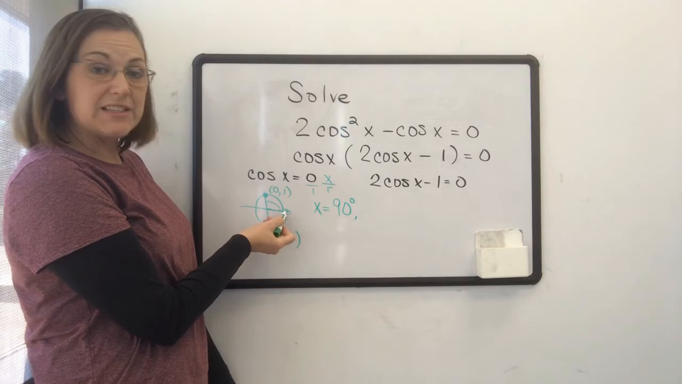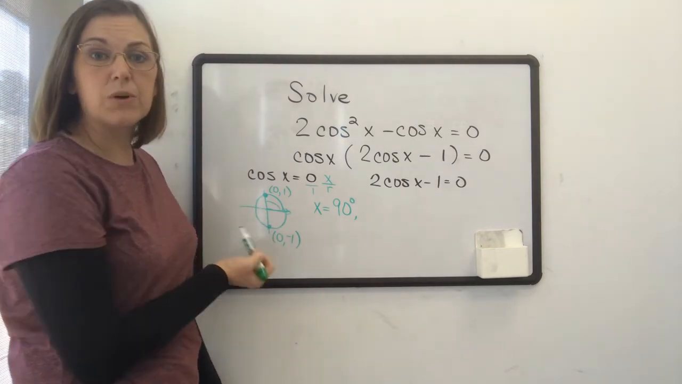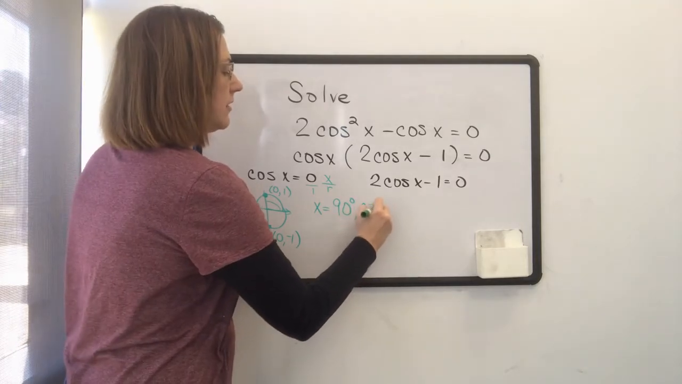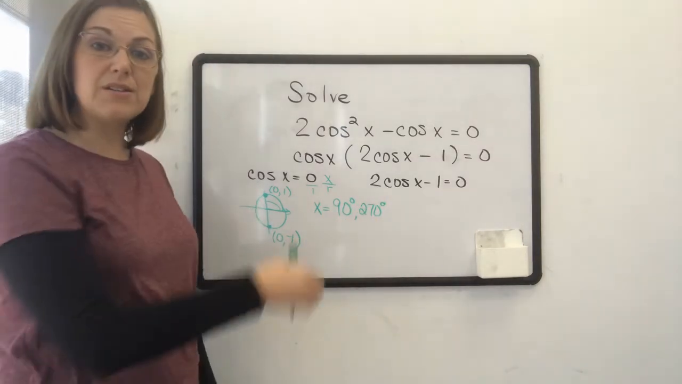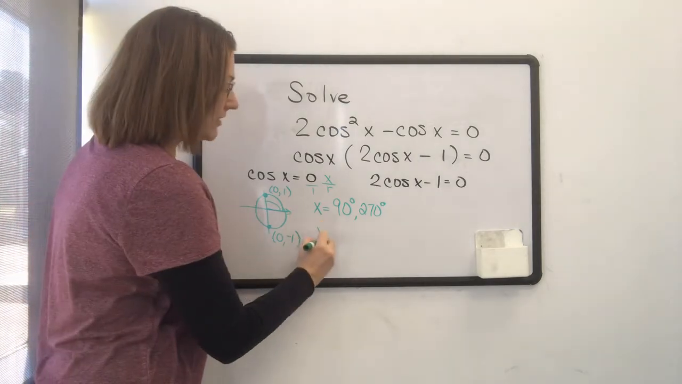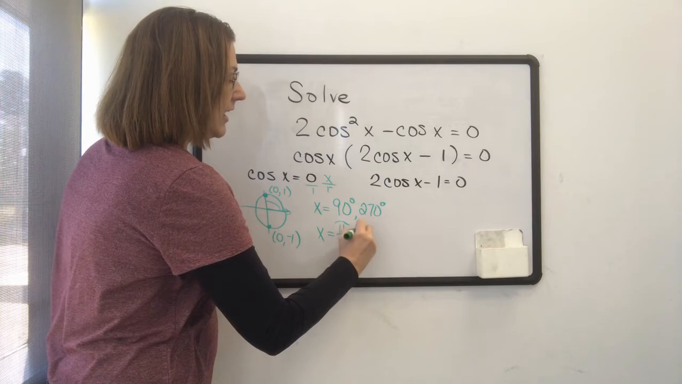Now, to start over here at 0 and go all the way around to get to this bottom coordinate, that would be 270 degrees. So we know that cosine is 0 at 90 degrees and at 270. Now, if you're asked to write that in radians, of course you would write that as pi over 2 and 3 pi over 2.